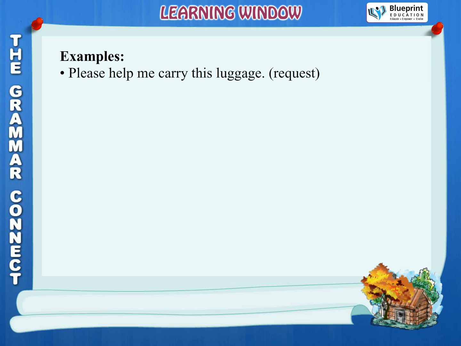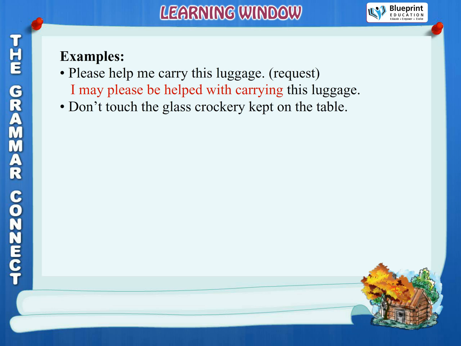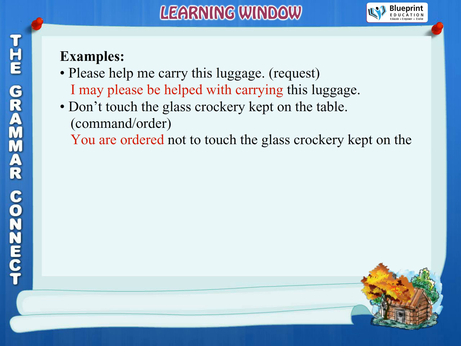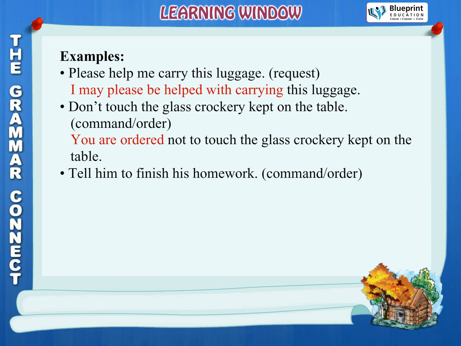Examples: please help me carry this luggage. Request: I may please be helped with carrying this luggage. Don't touch the glass crockery kept on the table. Command or order: you are ordered not to touch the glass crockery kept on the table. Tell him to finish his homework. Command or order: let him be told to finish his homework.